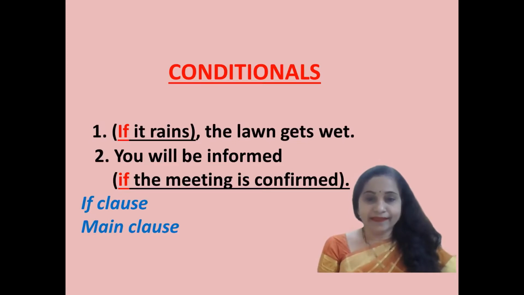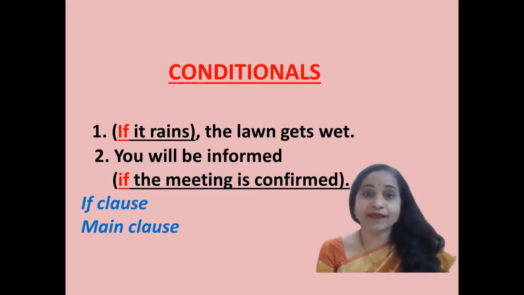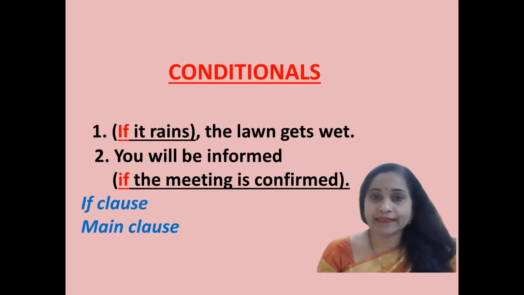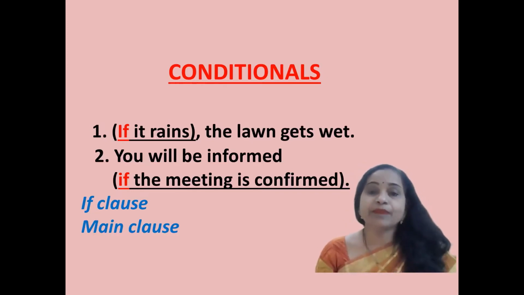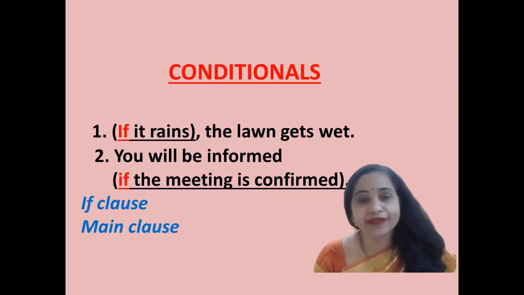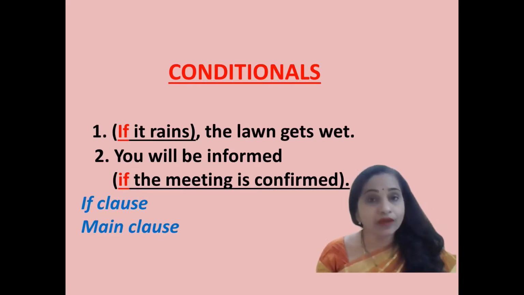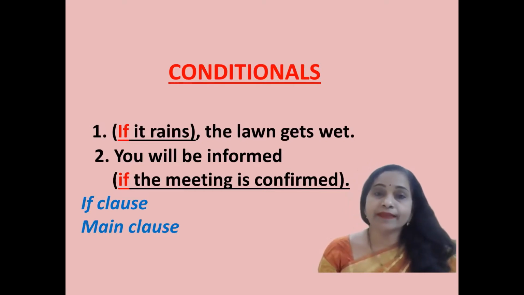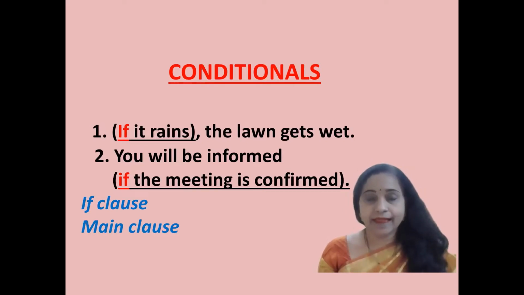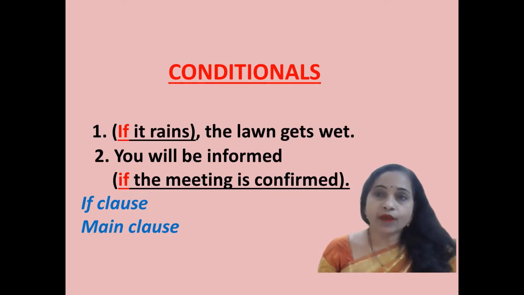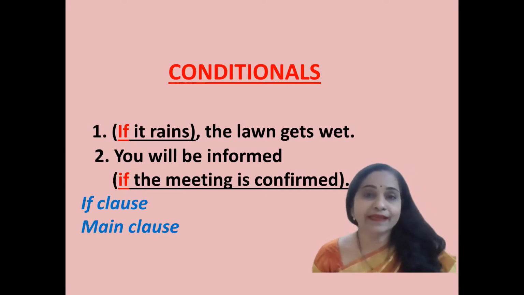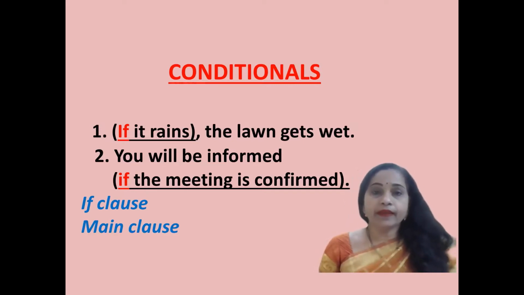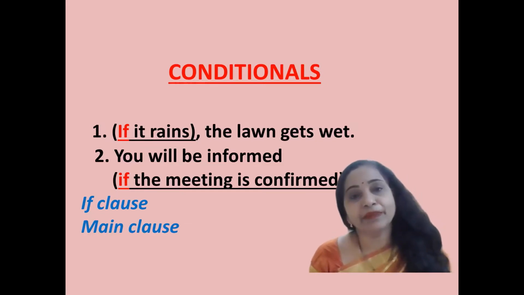So look at these examples. Let us talk about these examples. If it rains, the lawn gets wet. There are two parts in the sentence and these parts are called clauses. So I think that you are aware of what clauses are. Clauses are the part of a sentence. They are also called mini sentences. That means they have their own subject and predicate.